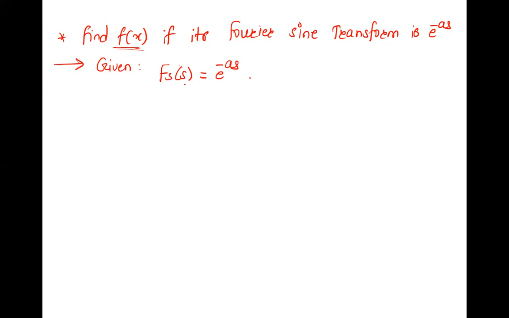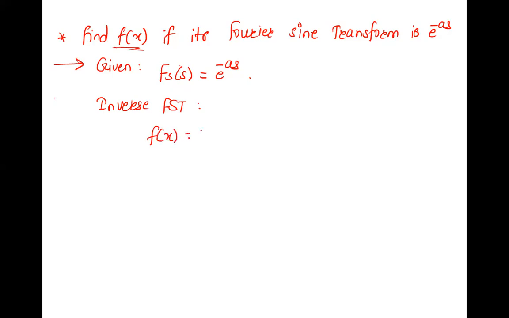What can you use? You need f of x. You have this, so use the inverse Fourier sine transform. If you want the function, you should use the inverse. If you want the Fourier transform, you should use the definition of f of s. But here we have the transform, so you should use the inverse. So by the inverse Fourier sine transform, what do we get?